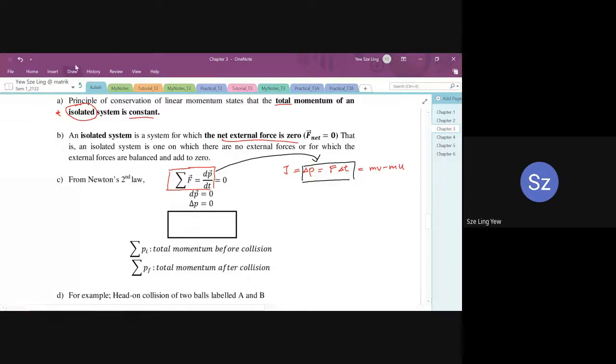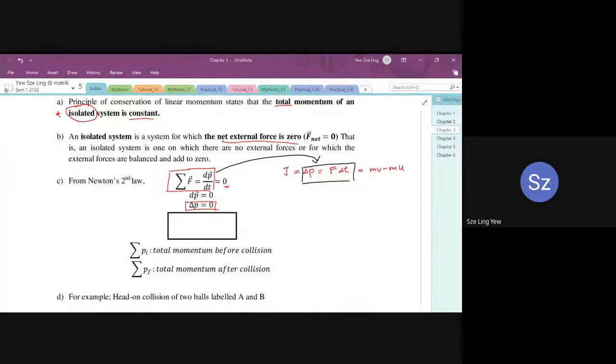And according to the definition of the principle of conservation of momentum, the total force is now equal to zero, because we assume net force is equal to zero. So rearrange the equation again, you get dP equals zero. Therefore, the change in momentum is equal to zero.